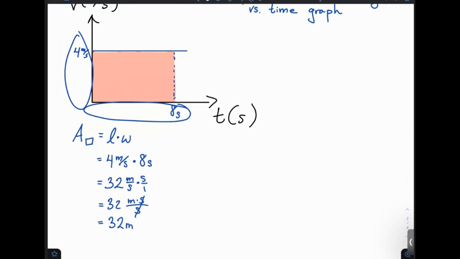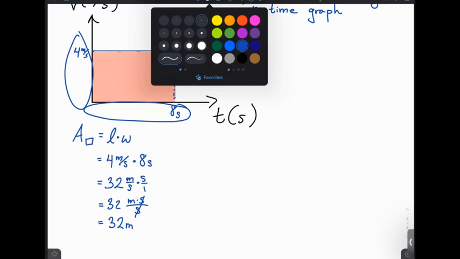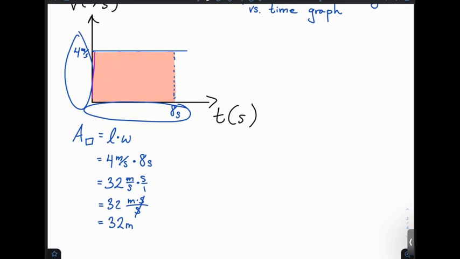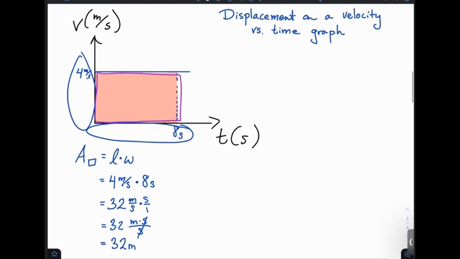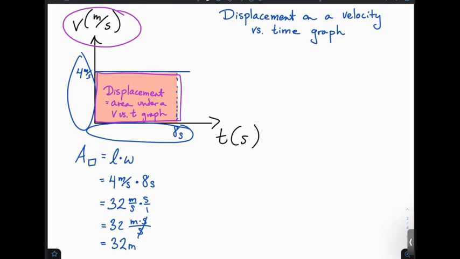Well, what do meters actually measure? Meters measure distance. And so what we know is that this area underneath a velocity versus time graph, and I have to emphasize velocity because it only works for a velocity versus time graph, that area is the displacement. So the displacement then is the area under a velocity versus time graph. And under, I really mean between the line and the horizontal axis. So if it goes below, then it would be the area above it, but just between the line and that horizontal axis.